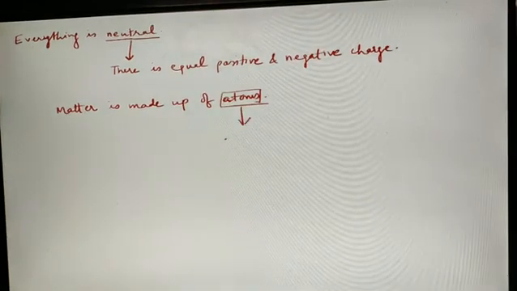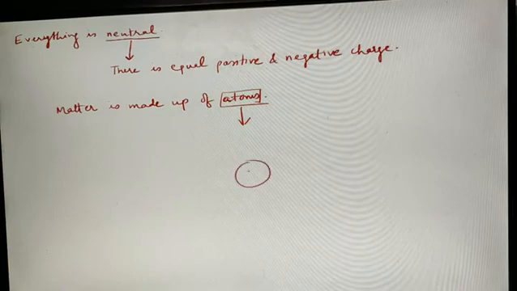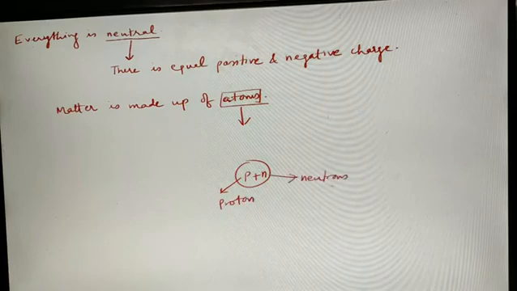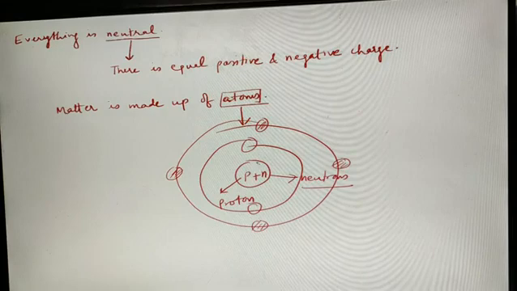Atom, if we take a very simple known structure, has a nucleus where protons and neutrons stay, and then there are orbits around the nucleus where we find electrons. This is the nucleus, in which there are protons and neutrons, and around the nucleus there are electrons revolving.